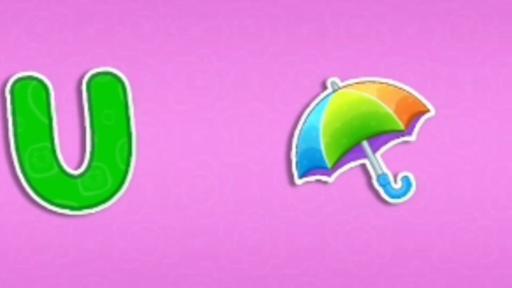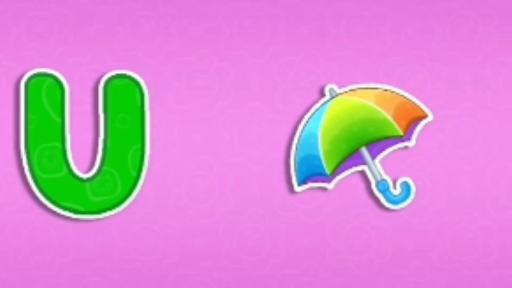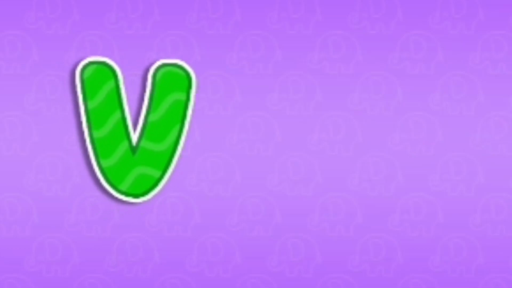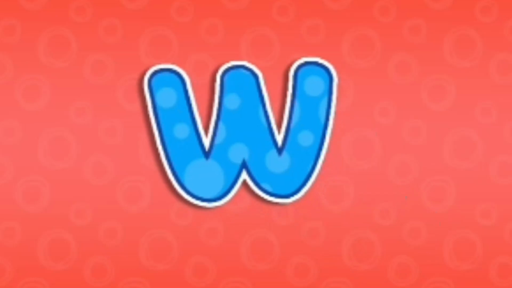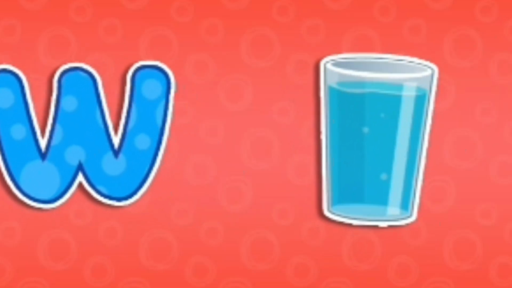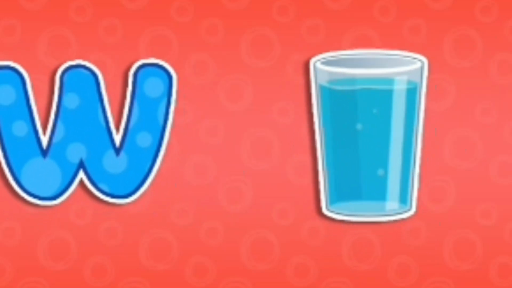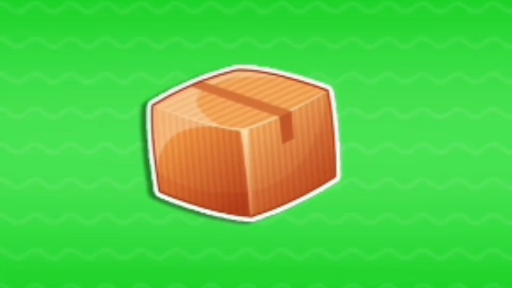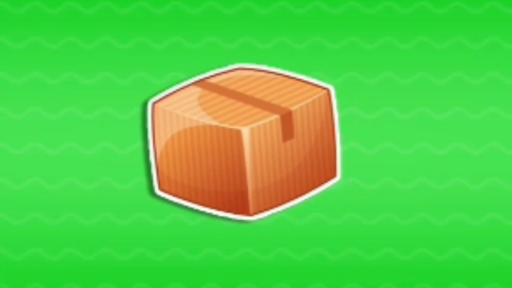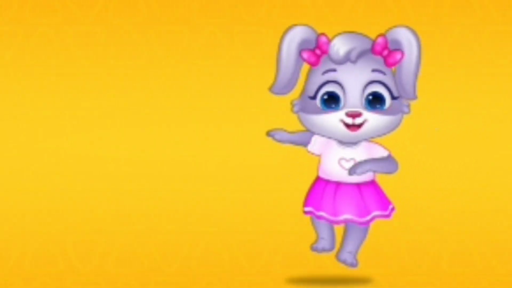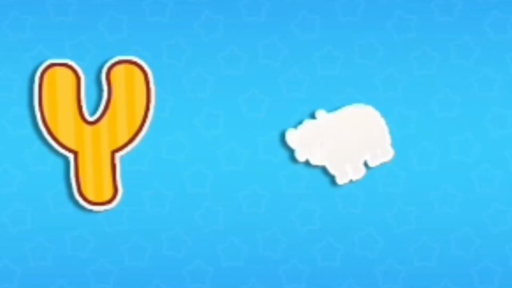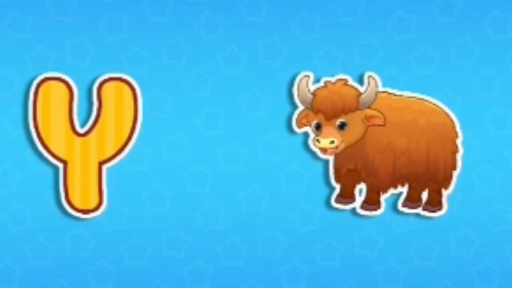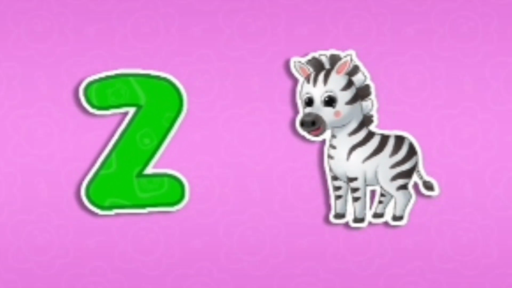U is for umbrella, it sounds uh. V is for violin, it sounds v. W is for water, it sounds w. X is for box, it sounds x. Y is for yak, it sounds y. Z is for zebra, it sounds z.